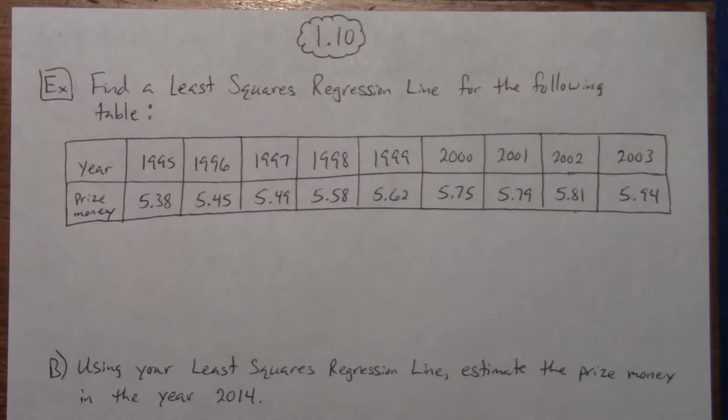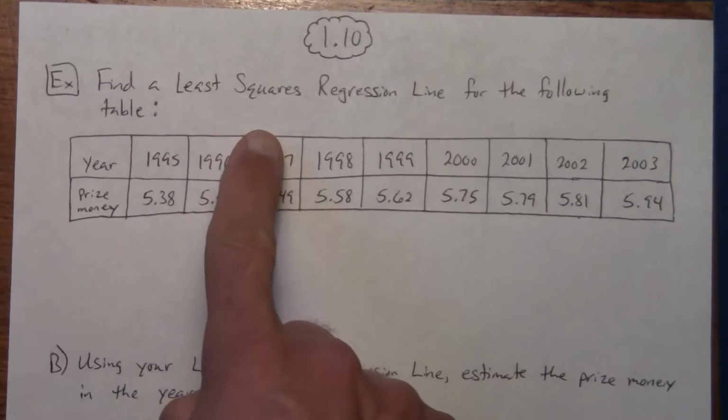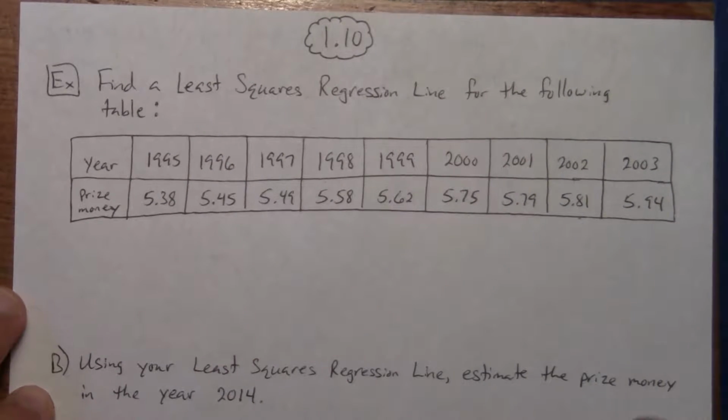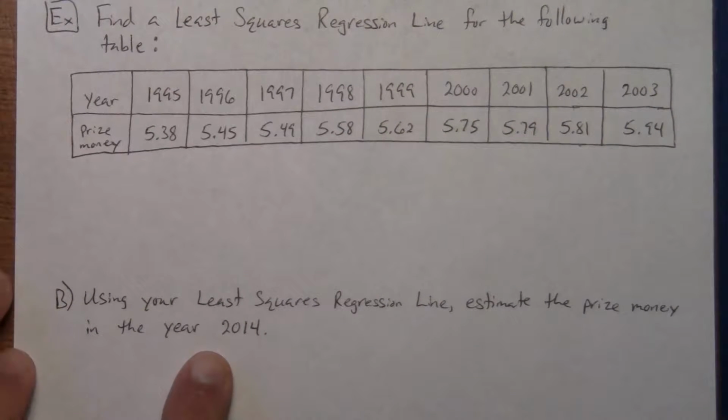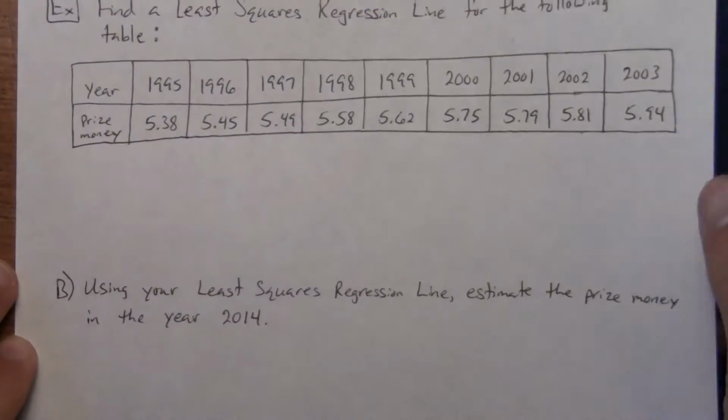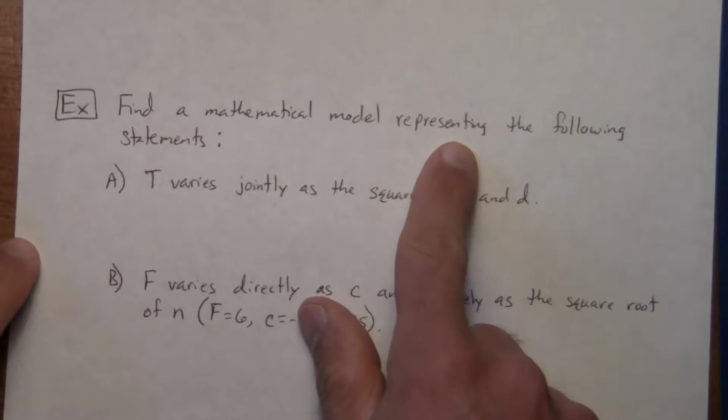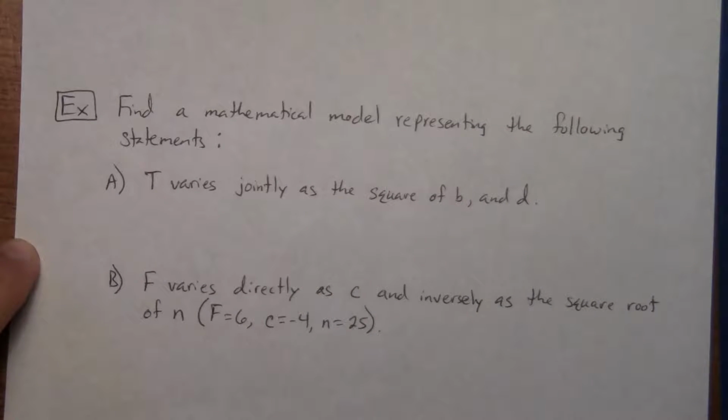For section 1.10, I'm going to look at basically two types of problems. The first one that you might run into a little issue with is using your calculator to help you find the least squares regression line for a specific table, and then, once you have that regression line, using it to make an estimation. The other type of problem is finding a mathematical statement or model that'll represent a statement. And this is all the joint, direct, and inverse variation. Realistically, section 1.10 breaks down to one of those two types of problems.